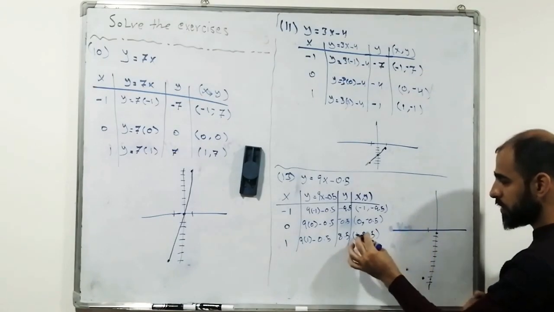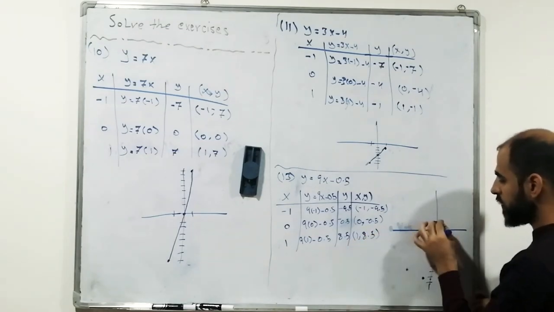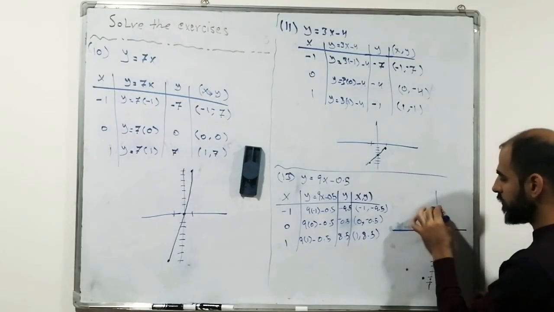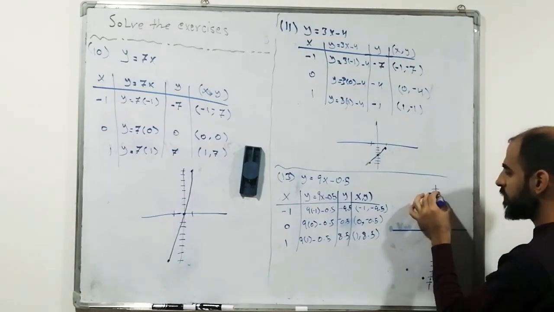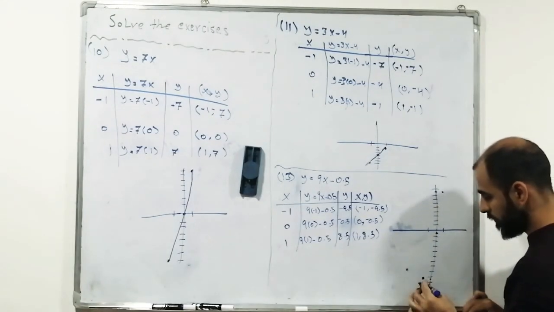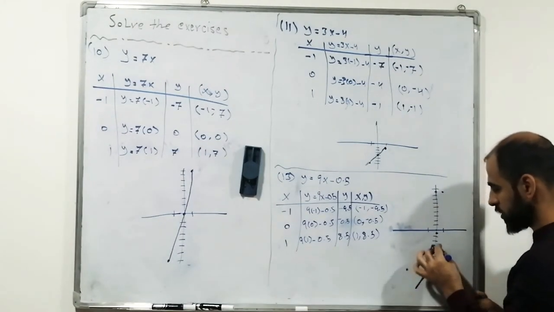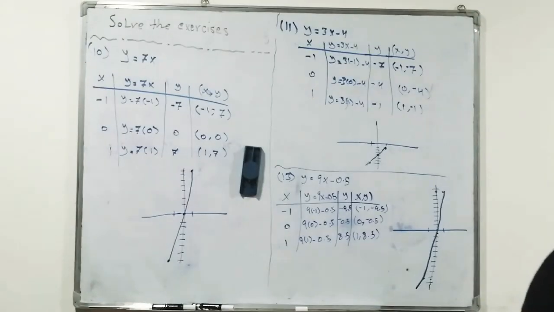And the other 0.1 and 8.5. 1, 2, 3, 4, 5, 6, 7, 8, and this is 9. 8.5 is between 8 and 9. So this is the point of the function, the linear function, and this is the sketch of the function 9x minus 0.5.